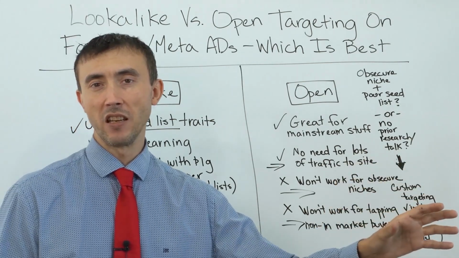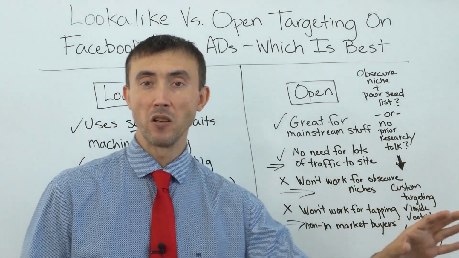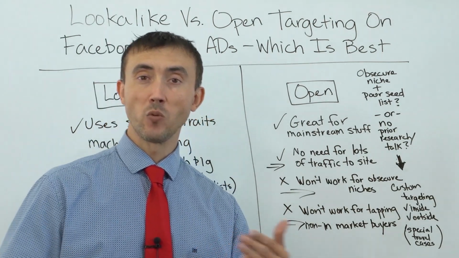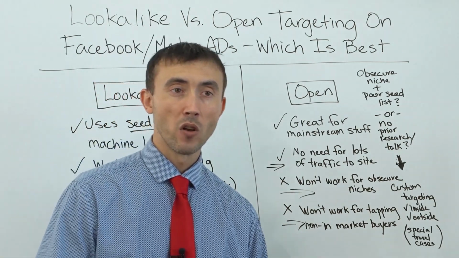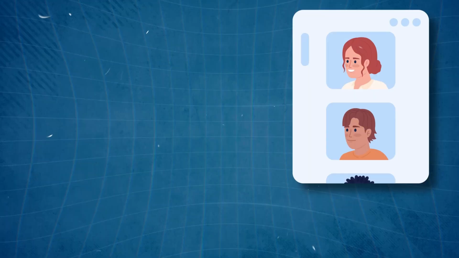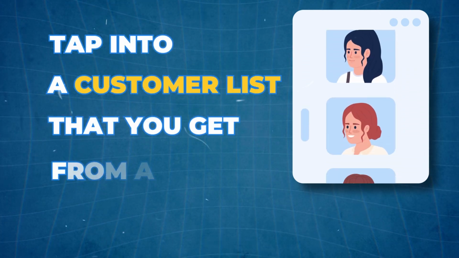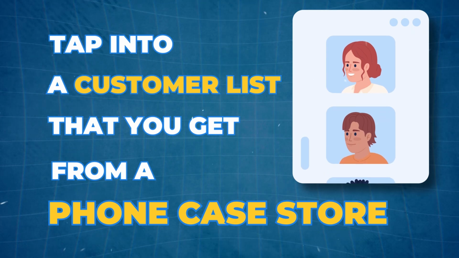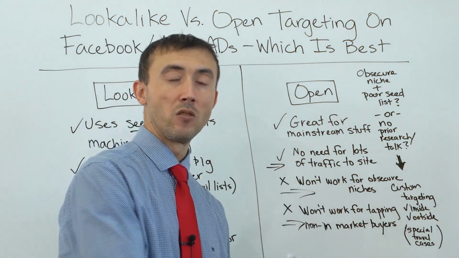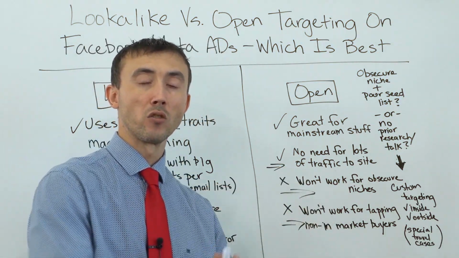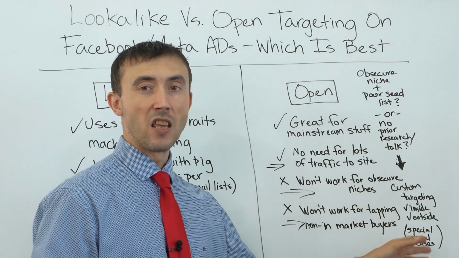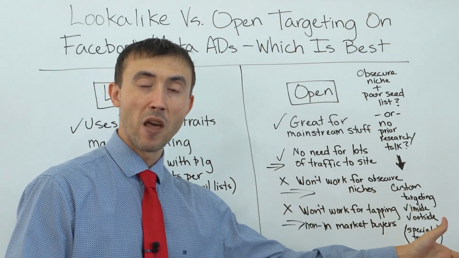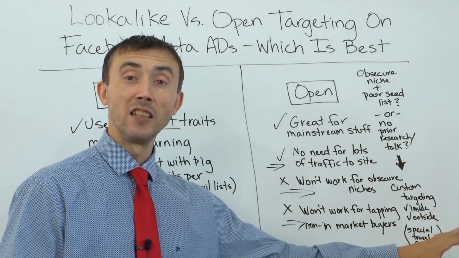And that's not really that targeted, so you typically wouldn't want to do that. Better would be somebody who buys phone cases regularly itself. So you actually tap into a customer list that you get from a phone case store, of somebody who's bought more than one phone case, and you upload that to the platform and you just target those people, if you will. And given that lookalikes targeting isn't going to be as efficient as targeting that competitor list itself, you've got to go that route, at least at first.